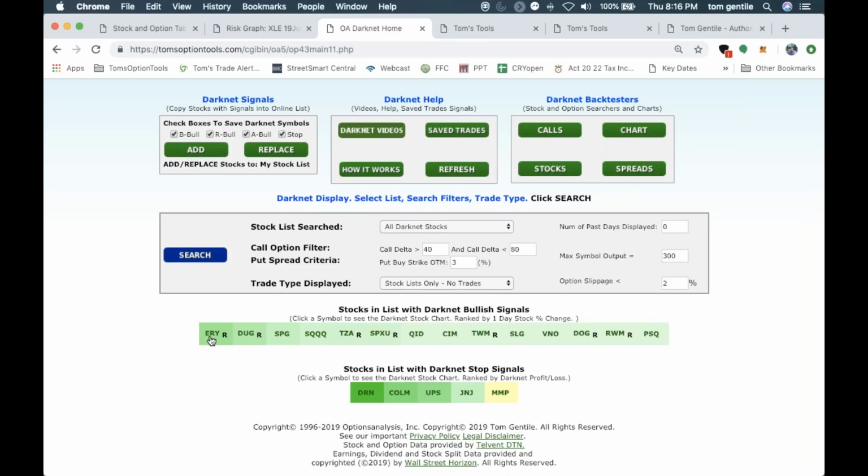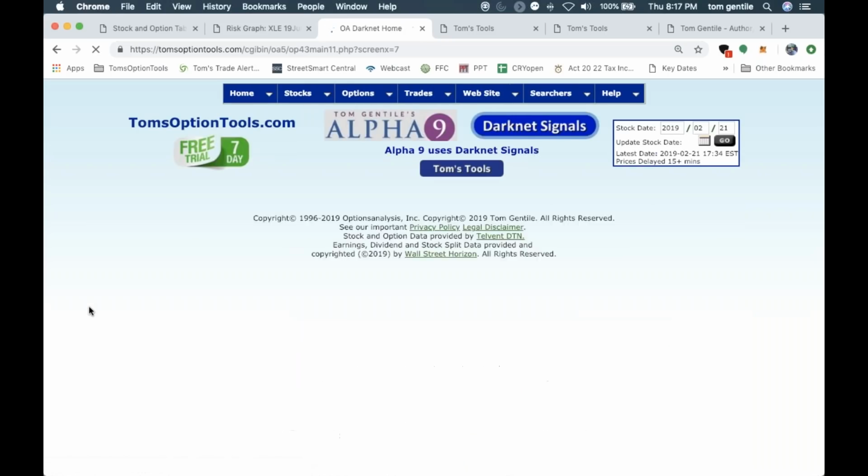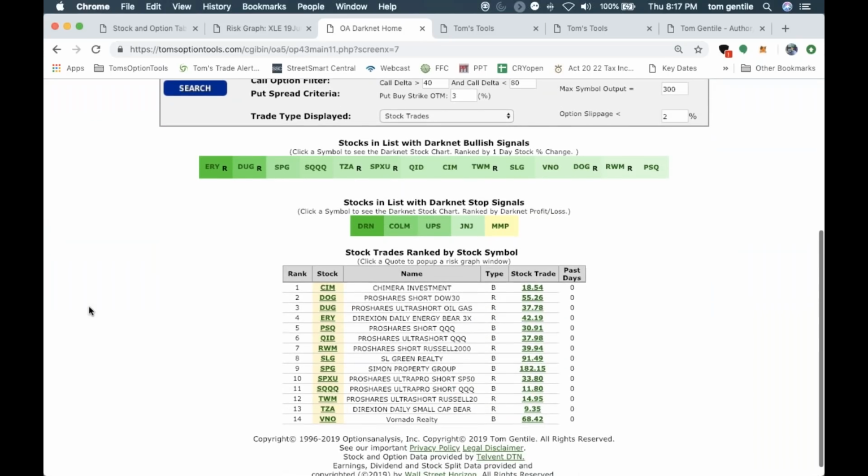If you see an R, like ERYR, that's not a scientific formula. That's actually ERY, and there's a second buy, or what we call a rebuy. And then we can actually have a third buy-in, which we call an add-on, or an A. So you'll get first buy, rebuy, add-on. Another way we can look at this is that I'm looking at all Darknet stocks right now. I can switch this from stock list only to stock trades, and if I click on search, it'll give me the stock trades right below the list.